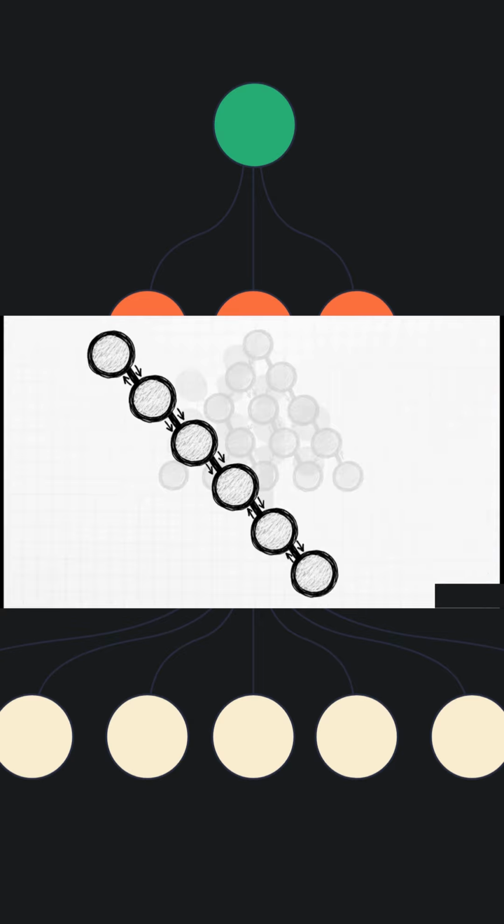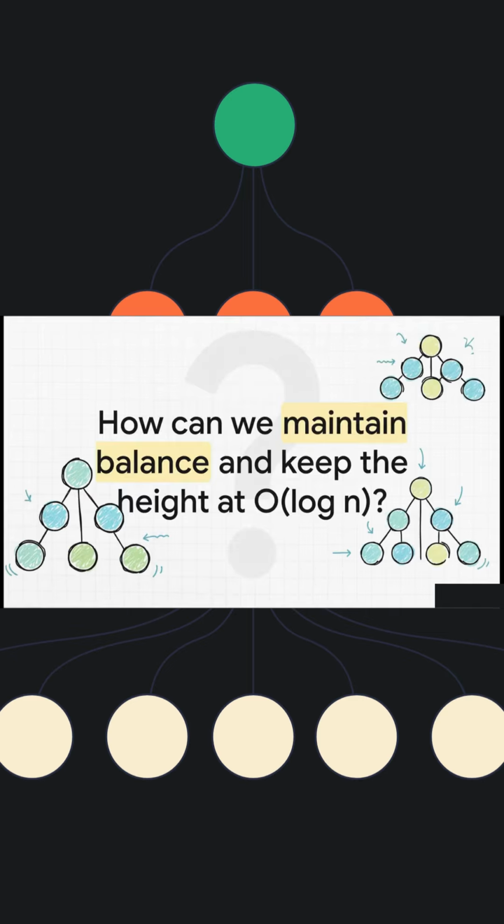But what happens if the data is sorted? The tree just becomes a long chain, kind of like a linked list. Which leaves us with one big question. How do we keep that tree balanced and lightning fast as it grows?